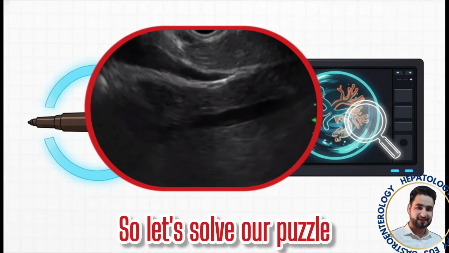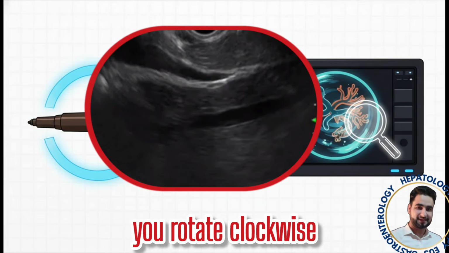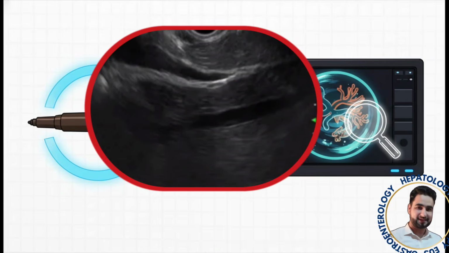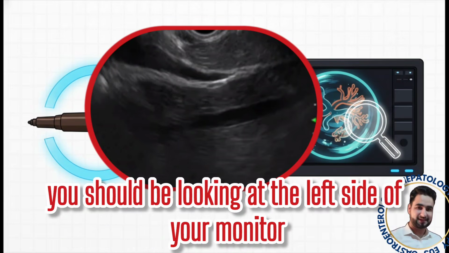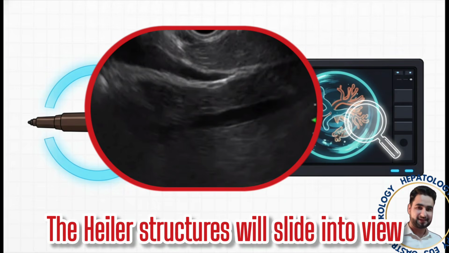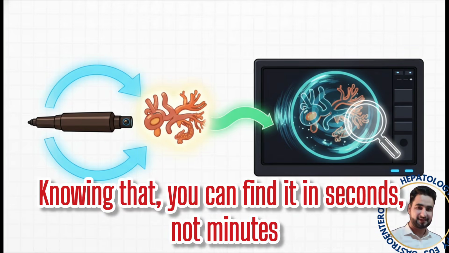So let's solve our puzzle. To find the hepatic hilum, you rotate clockwise. That points the probe towards its right. And since the probe's right is the screen's left, you should be looking at the left side of your monitor. The hilar structures will slide into view right from that side. Knowing that, you can find it in seconds, not minutes.